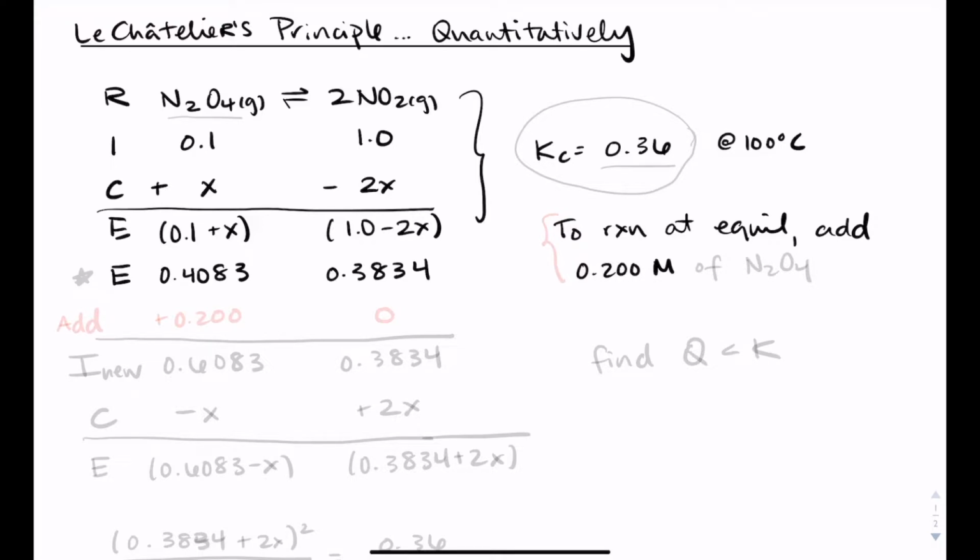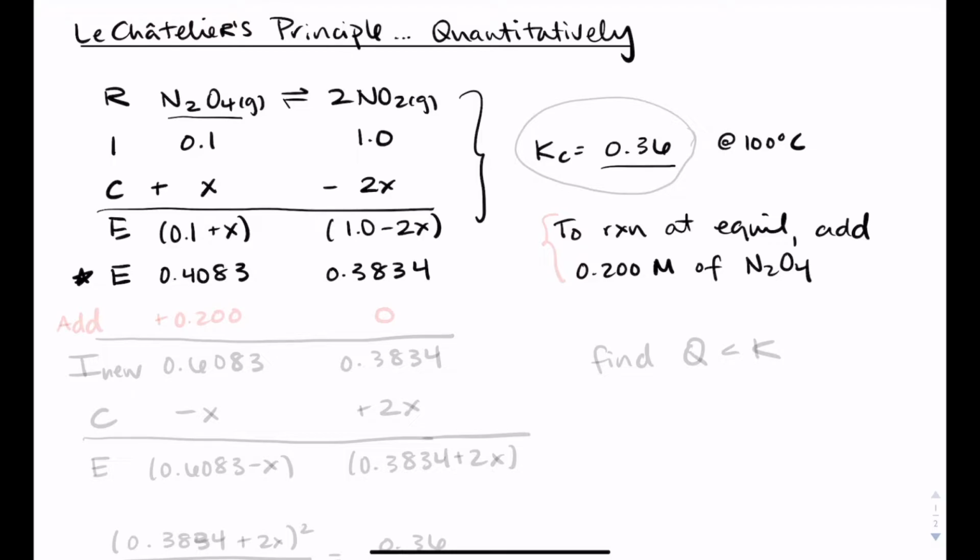The problem that I'm going to solve here is that this reaction at equilibrium, I'm going to add 0.2 molar of N2O4. Qualitatively, I could say I'm increasing a reactant, so my reaction is going to move to the right, and that's all you can say qualitatively. I would like you to find the new concentrations at equilibrium after this perturbation.